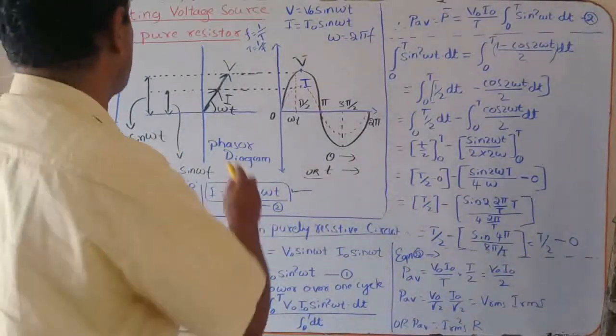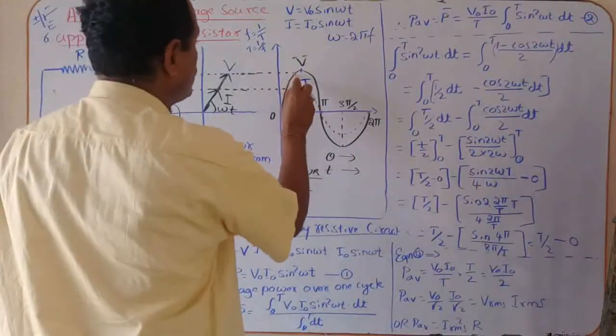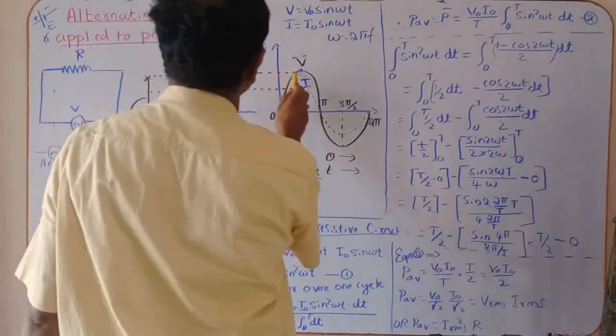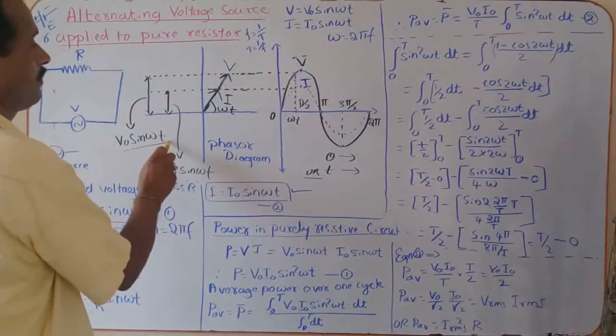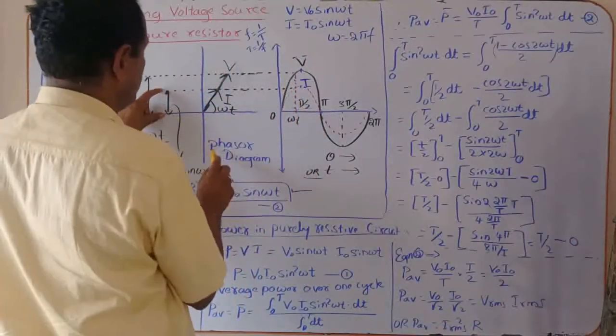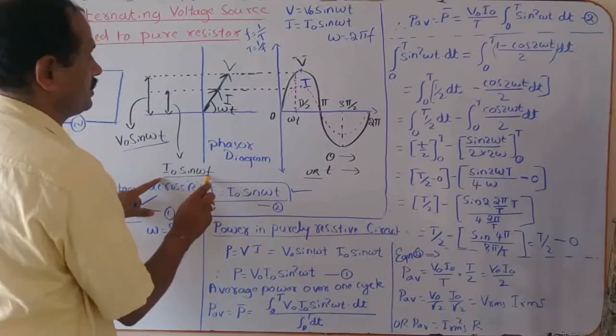When we draw our phasor diagram, let us take any instant of time. Then the corresponding voltage is V naught sin omega t. Corresponding to that, the current I is said to be I naught sin omega t.